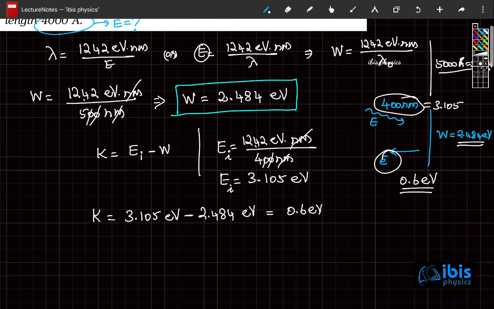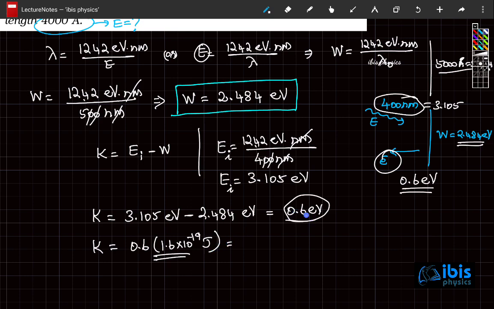If they ask you to find the kinetic energy in joules, you just have to multiply. The kinetic energy is 0.6 electron volt, but electron volt is equal to 1.6 into 10 power minus 19 joule. So when you multiply these two, you can find the energy in joules. Also, if they want to find the velocity, then after multiplying with 10 power minus 19 joule, you have to equate it with half mv square, where m is the mass of the electron. That I will do in a separate problem, you will see how to calculate velocity.